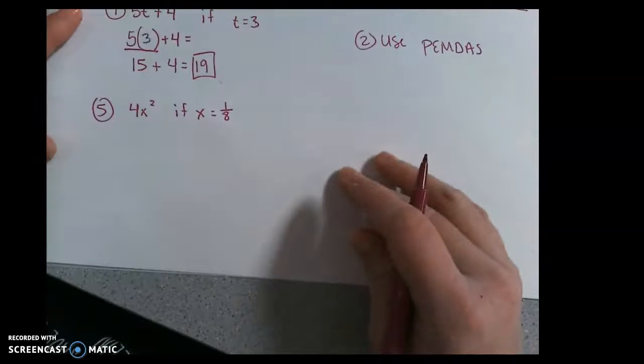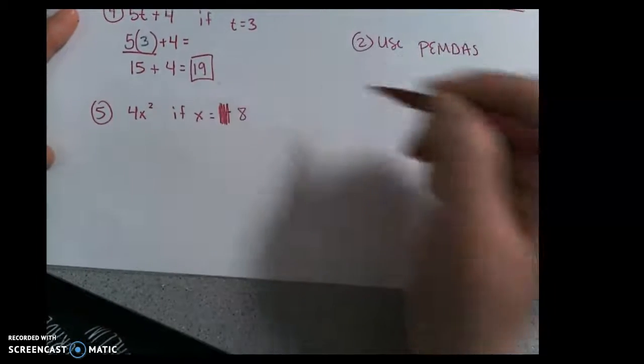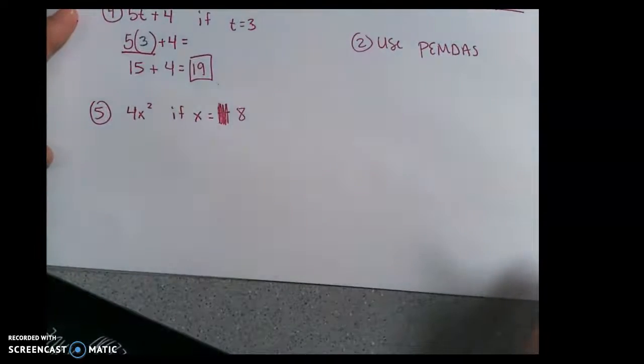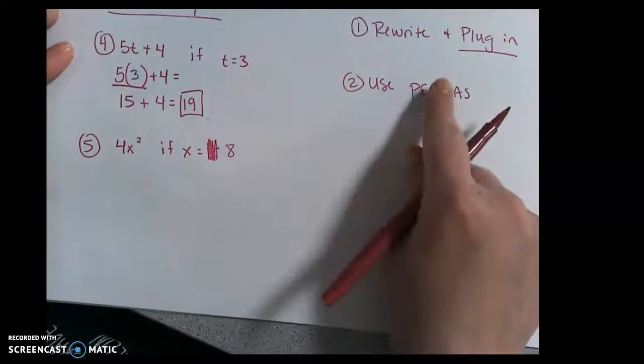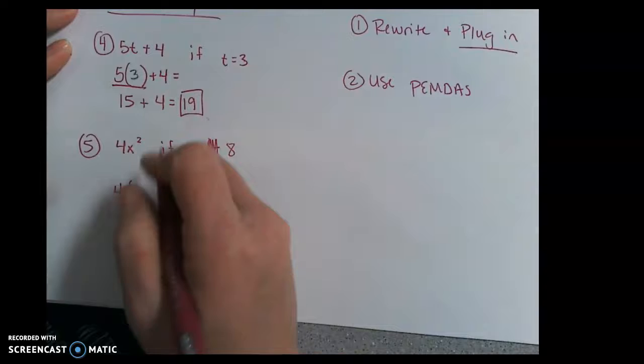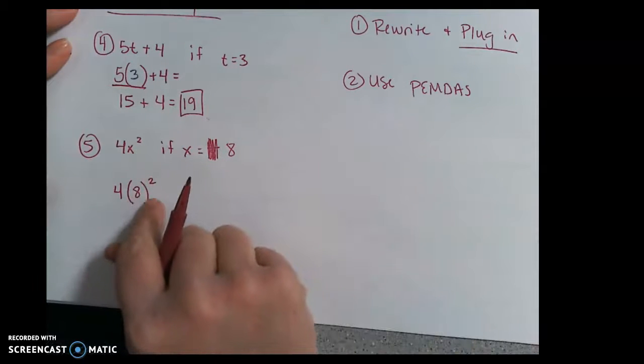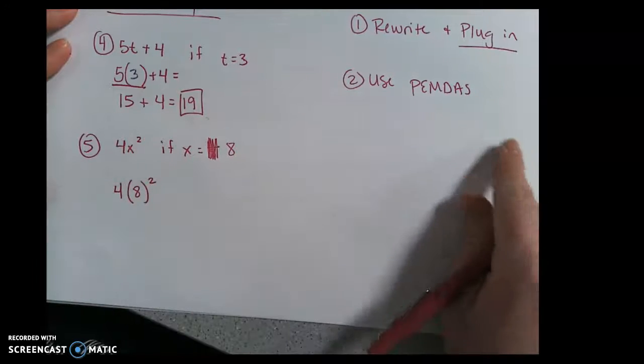All right, this next one is a little weird just because it has a fraction on it. And you know what? I don't really want to do the fraction like that. I want to just call it 8, just to make our lives easy. Okay, so when you do this, the first thing you do is rewrite it and plug it in. So 4x is 8. So here's what you've got. You have 4 times 8, and then you also have 8 to the second power. So which one of these are you going to do first?